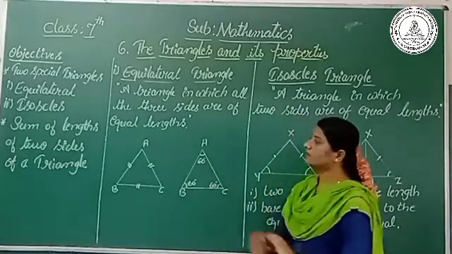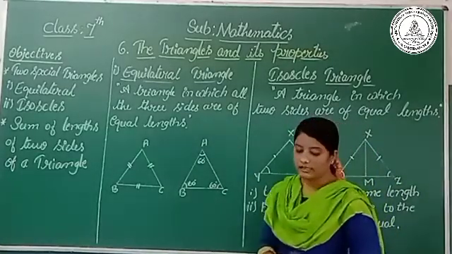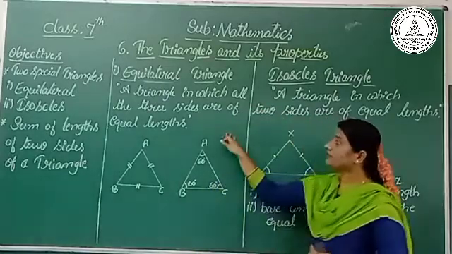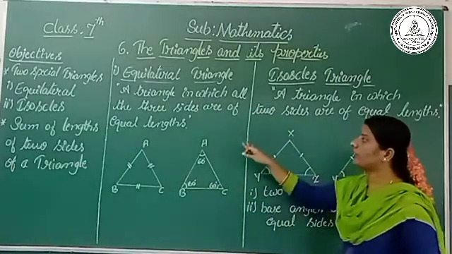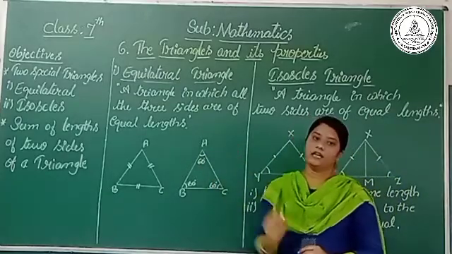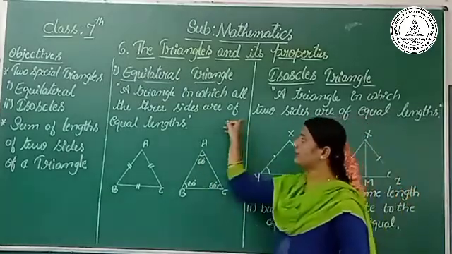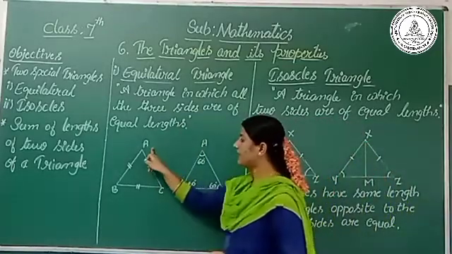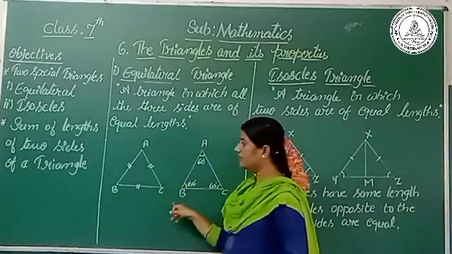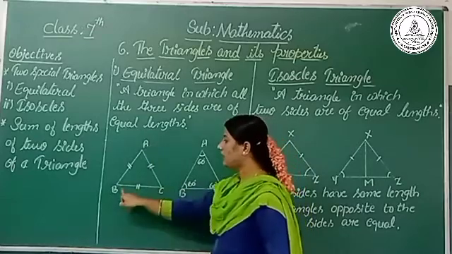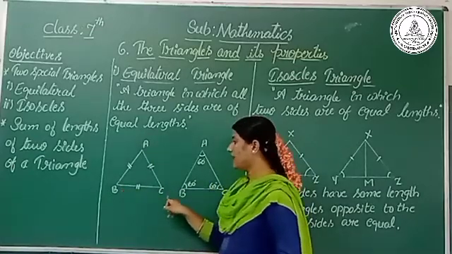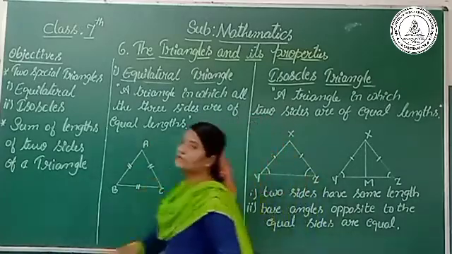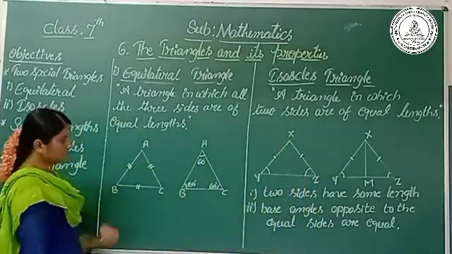So you will see here the equilateral triangle. An equilateral triangle is a triangle in which all the sides are equal in length. You may observe here the triangle ABC. In this triangle ABC, AB is equal to BC and BC is equal to CA, which means all the sides of the triangle are of equal length.